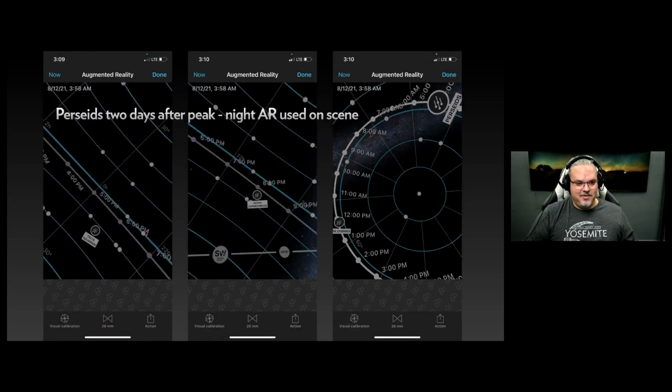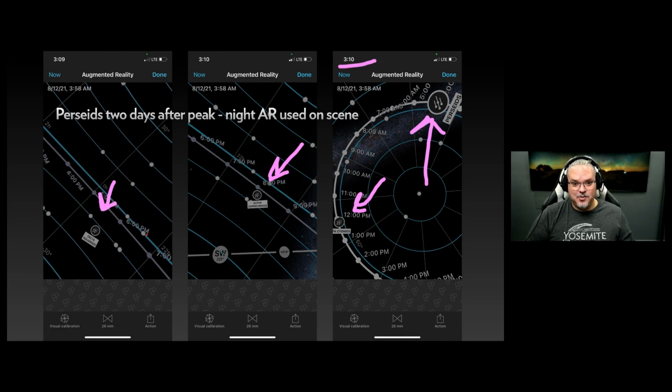There's another opportunity that you have called the night AR, or augmented reality. This is during the 2 days after. I took these screenshots while we were there. You're going to see that the Perseids was really high in the sky at that time, and that was 3:10 in the morning. So the Perseids were way, way, way up high in the sky, and that's okay, right? But there were also 1, 2, 3 other meteor showers happening at the same time.